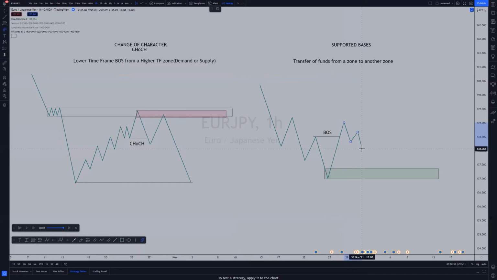So what we want to see on a lower time frame is for price to trend downward onto this zone.